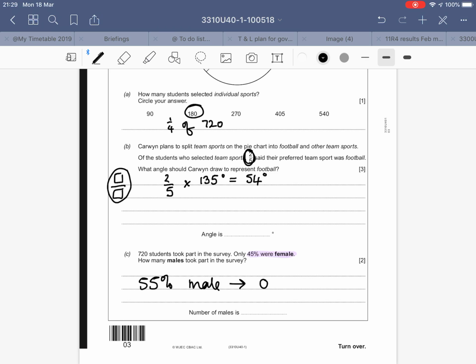And on my calculator, that will give me 55% as a decimal, multiplied by 720, or using that percentage key. So up to you, but we're looking for 396 males. Type it into the calculator. Don't do 10%, don't do 5%. Use this and type it into the calculator. It makes your life a lot easier.